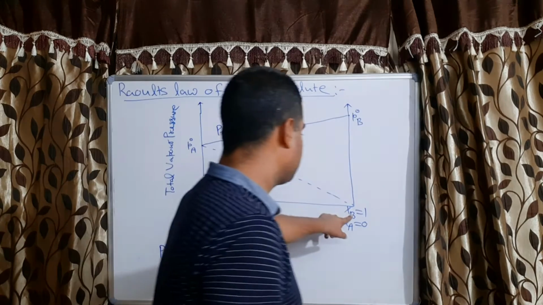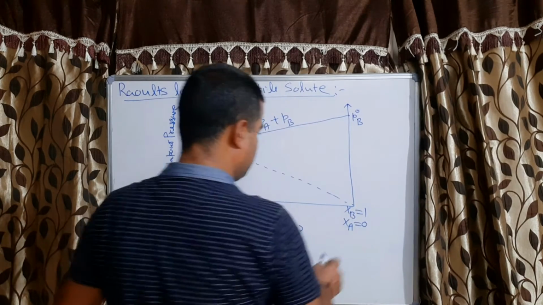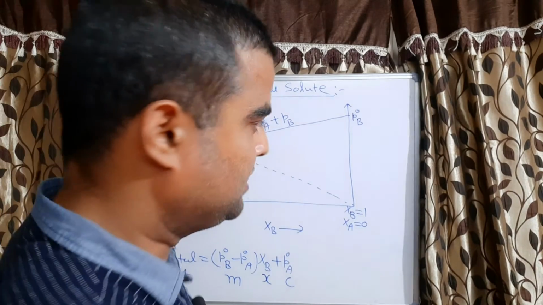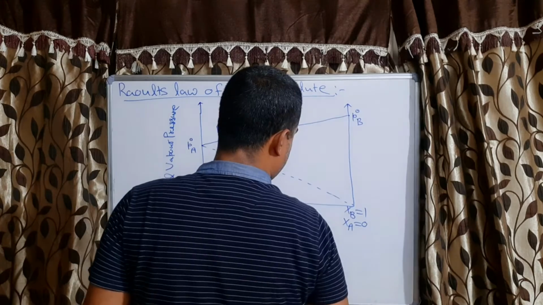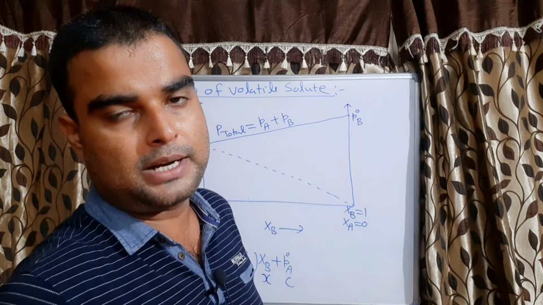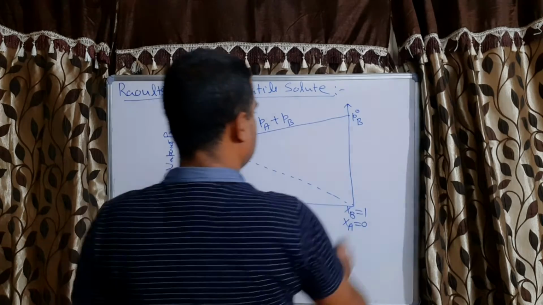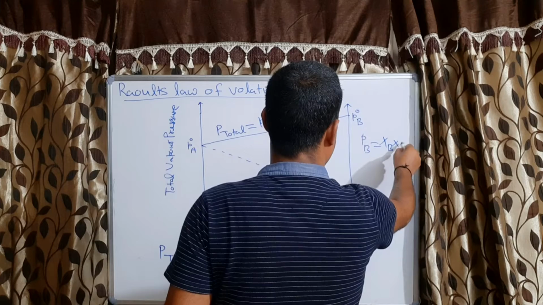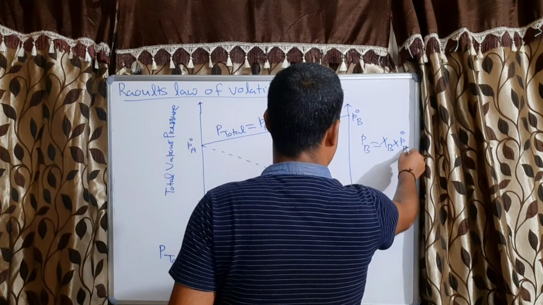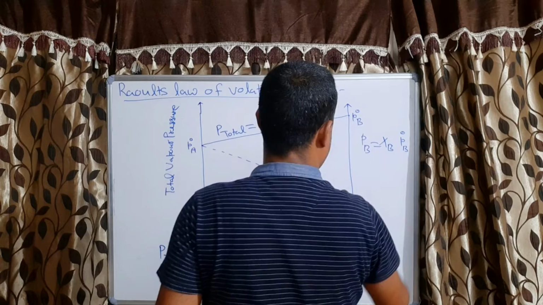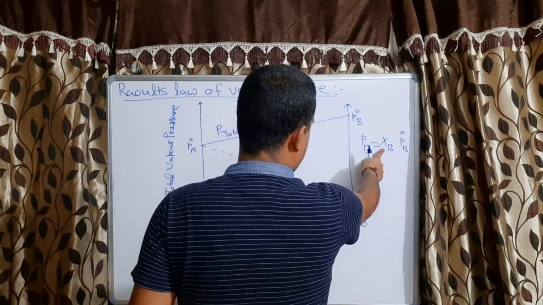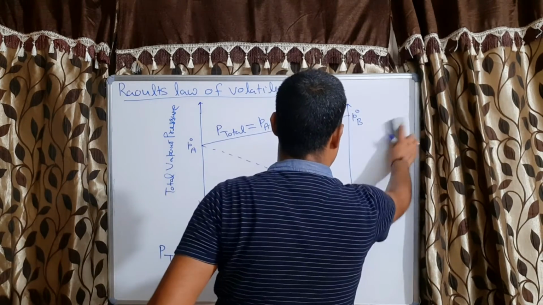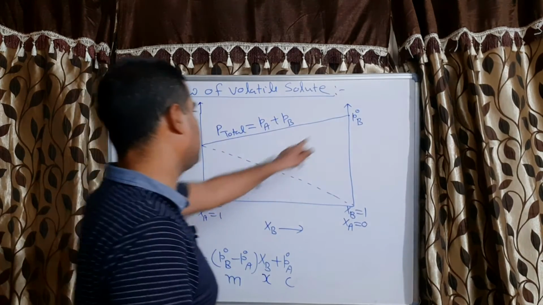And here the mole fraction of B is equal to 1, and mole fraction 1 means it is the maximum mole fraction, correct? Since mole fraction is maximum, vapor pressure of B also will be maximum, and that will be equal to P naught B, because PB equal to XB into P naught B. When XB will be maximum, then PB will also be maximum, and this is the maximum value, correct? It means PB will vary from here to here.